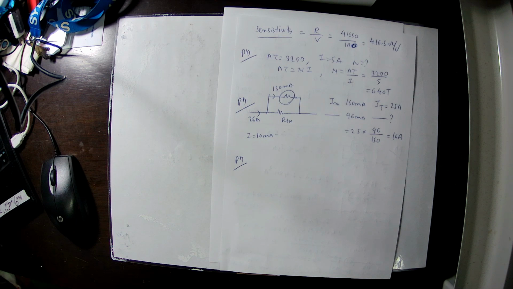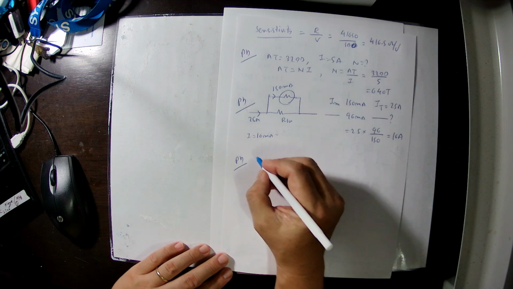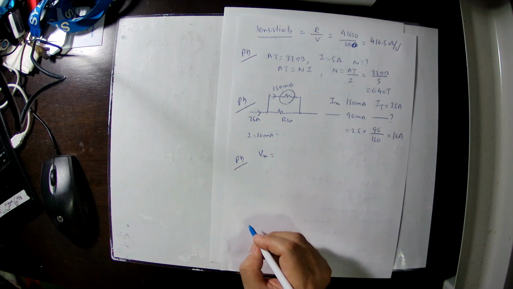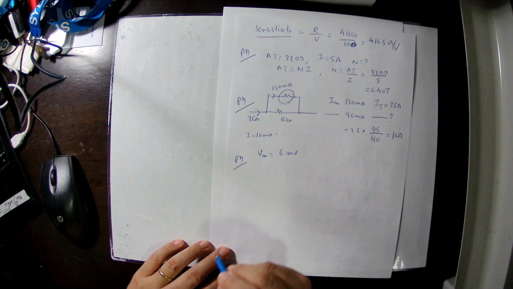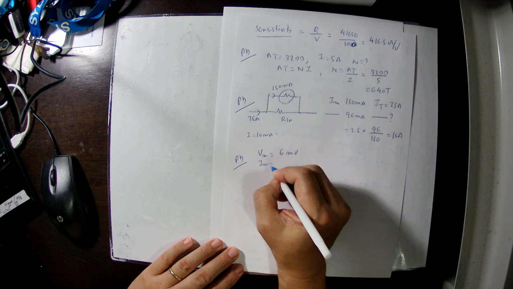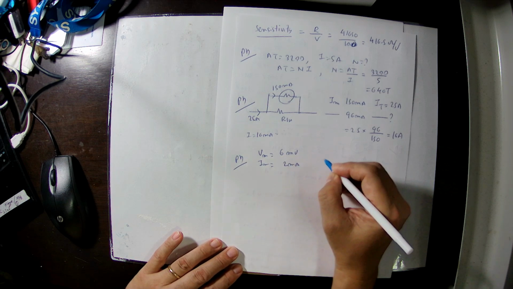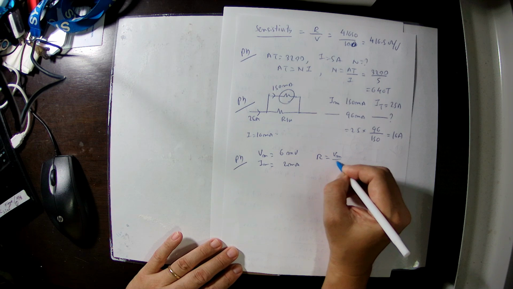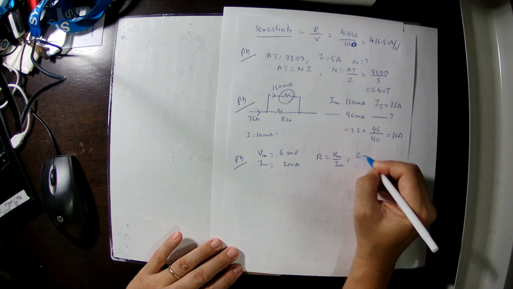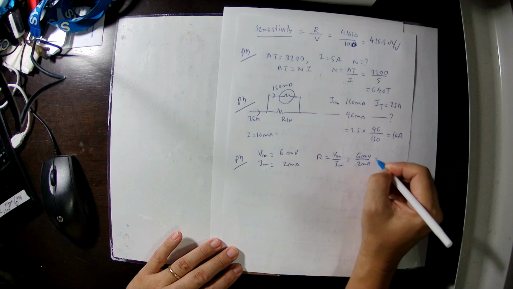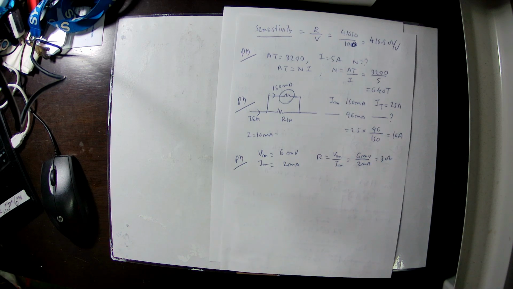And the last one, a galvanometer with a full scale deflection of 2 milliampere, full scale deflection voltage 6 millivolt. So we have to calculate the resistance of the coil. So this means the meter voltage is equal to 6 millivolt, meter current is 2 milliampere. So we have to calculate the resistance. So Vm by Im, the 6 millivolt by 2 milliampere. So you get 3 ohm. Meter resistance, we call it 3 ohm.